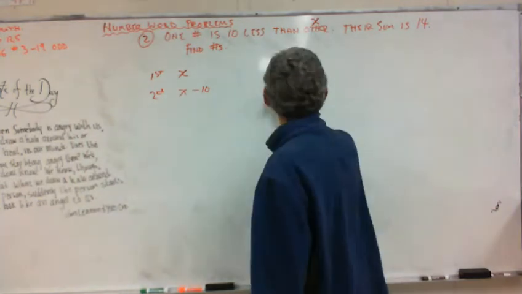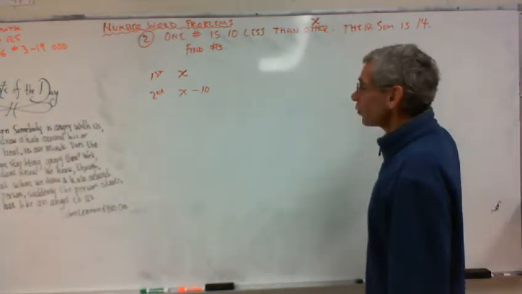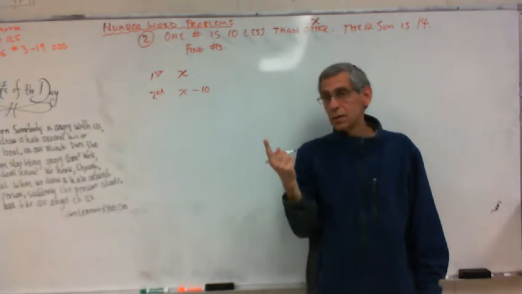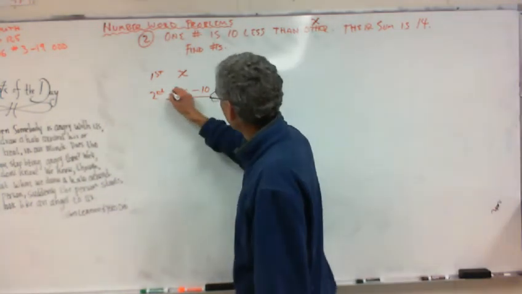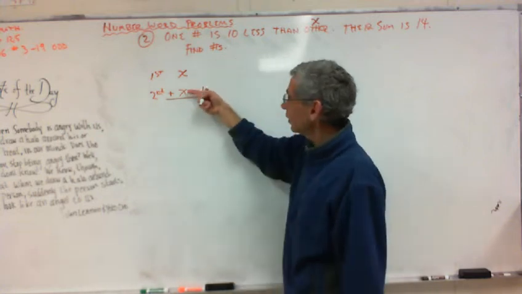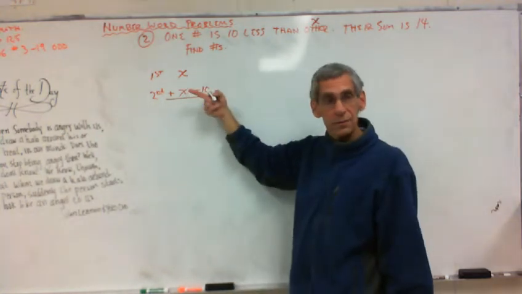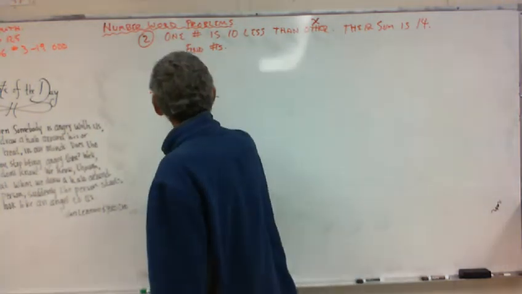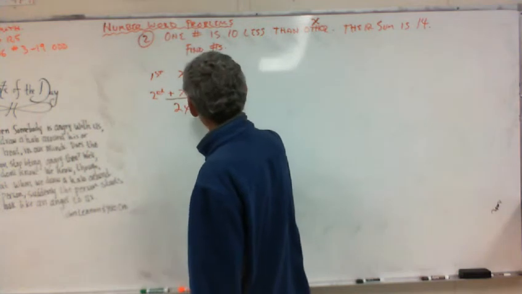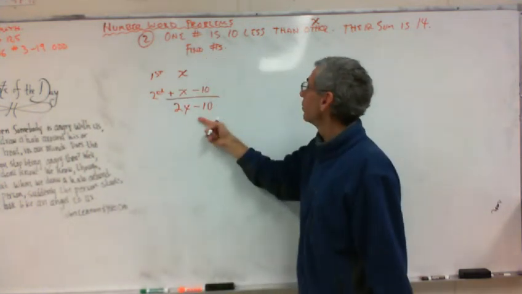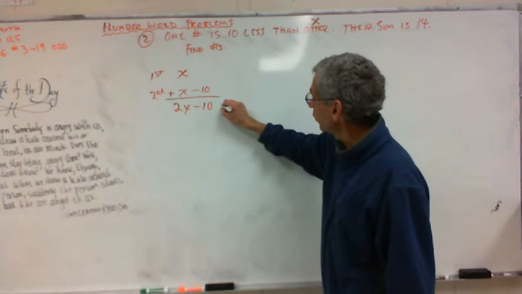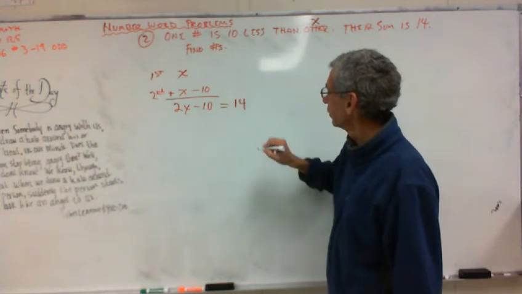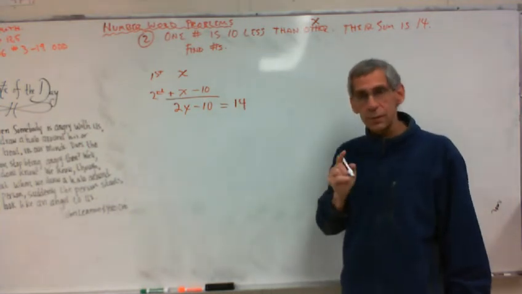So now, then it says their sum is 14. Sum means what? Add them together. So we're going to draw a line. I'm going to put a plus sign. I have x plus x is 2x. And then I have minus 10. So minus 10. And that's the sum. And that sum, they said, is equal to 14. So I can put an equals 14 right here. Does that make sense to you guys so far?